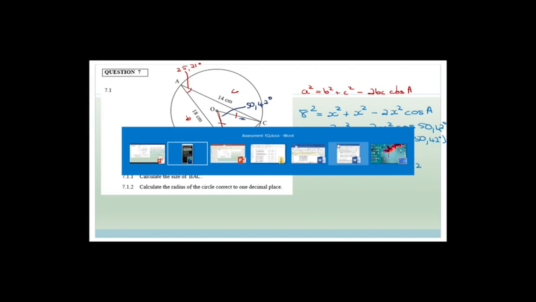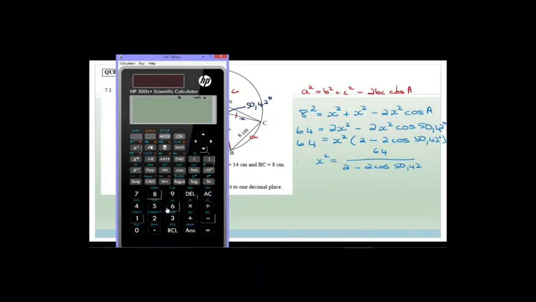So now we can use a calculator again. We can go 64 divided by, open bracket, 2 minus 2 cos 50.42, close bracket, equals. But now that is x squared, so we have to square root the answer. And then it becomes 9.391, but they're set to one decimal place, so it's 9.4.